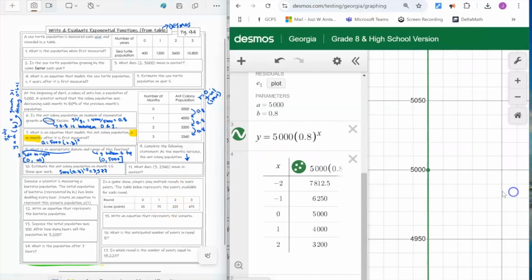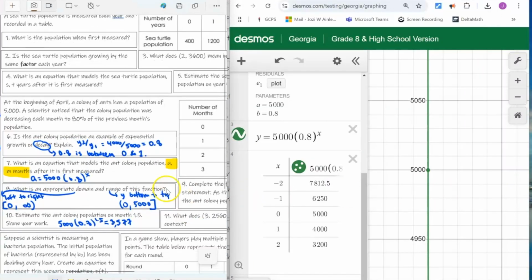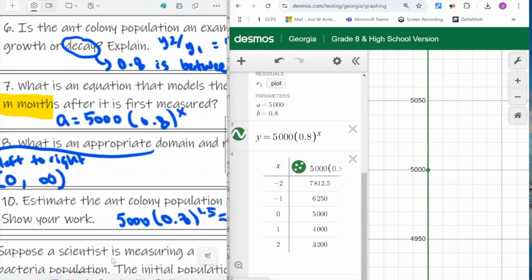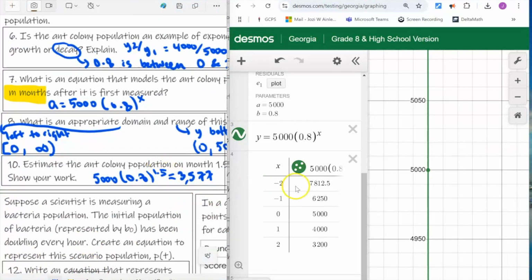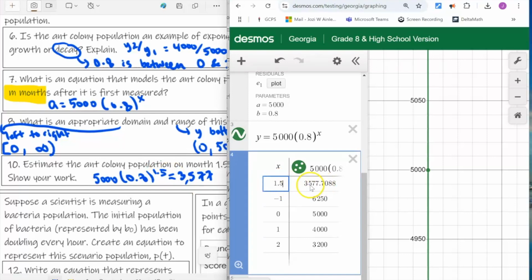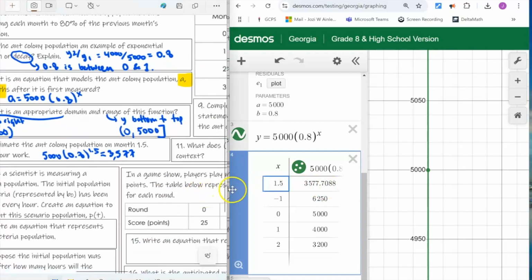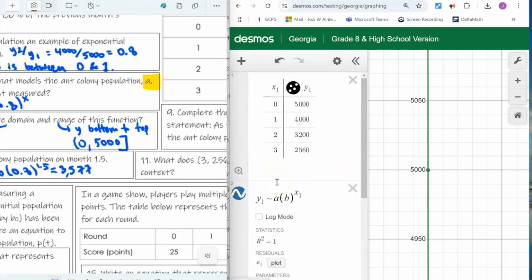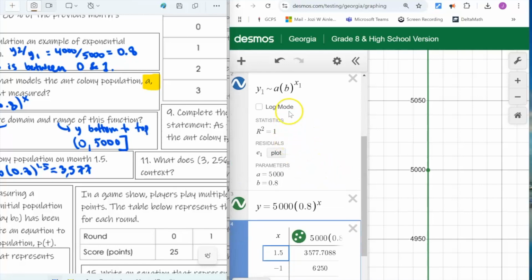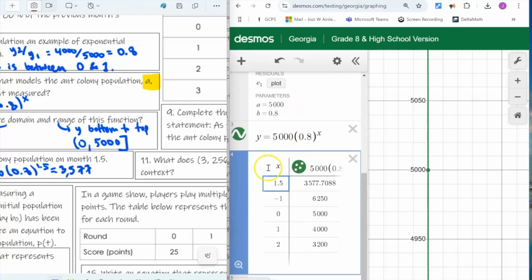All right, so now I'm back to my questions. So actually this comes right in time. If I'd wanted to find 1.5, I just come to X and I can just type here 1.5. And you can see it's 3,577. All right, so that's how you use the calculator. So there are 3 steps. You put in the table, you type in the equation with the 2 things, you write the actual equation and make it a table, okay?